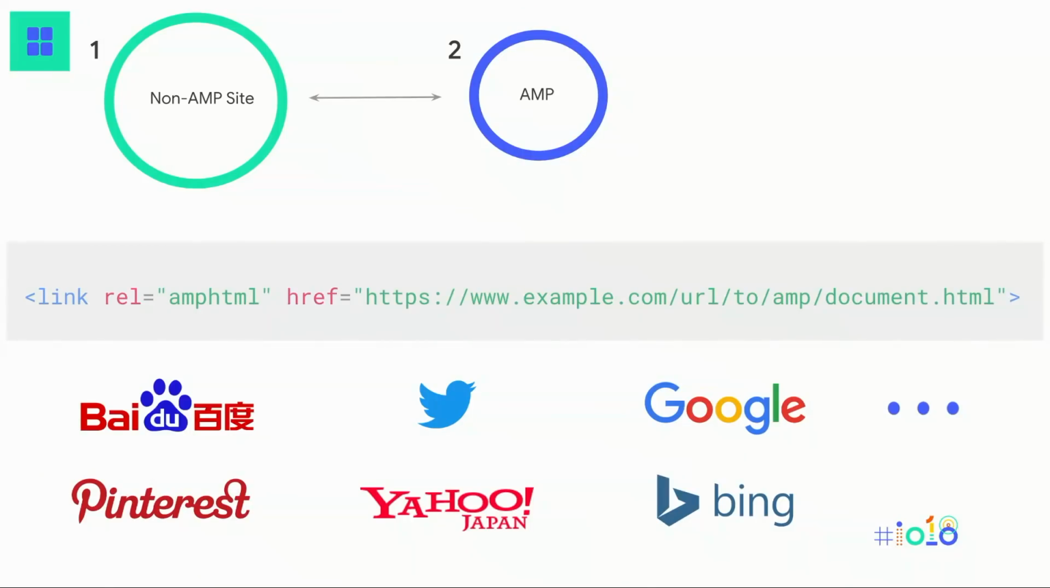A lot of publishers have produced paired AMP pages, which are being surfaced across various different platforms, as you see on the slide. The way they know to surface these AMP versions is by following the link rel equal to AMP HTML tag on their non-AMP pages. And if you haven't already produced AMP pages, I hope today we've given you enough reasons why you should.